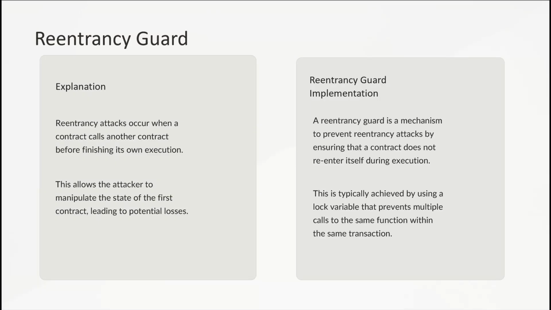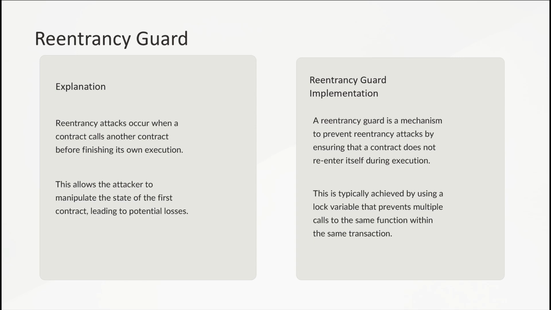Reentrancy attacks and guards. Reentrancy attacks occur when a contract calls another contract before finishing its own execution, allowing an attacker to manipulate the state of the first contract and potentially causing significant losses. To counter this, a reentrancy guard is used. This mechanism prevents reentrancy attacks by ensuring that a contract does not re-enter itself during execution.